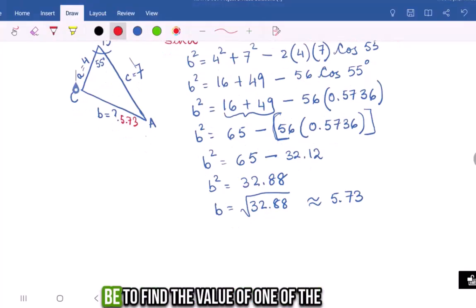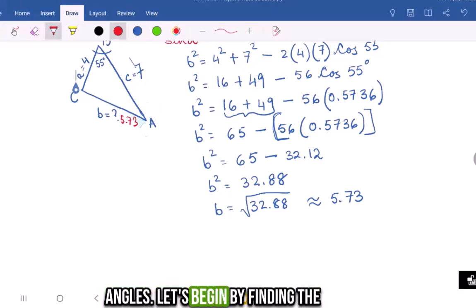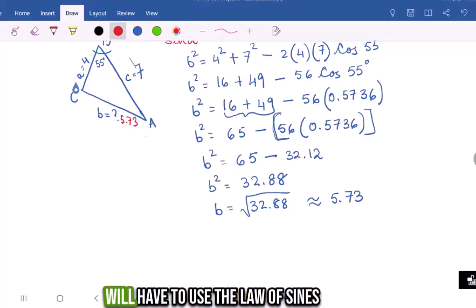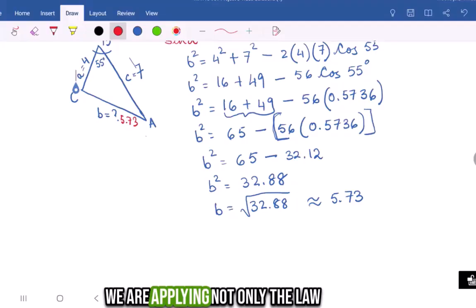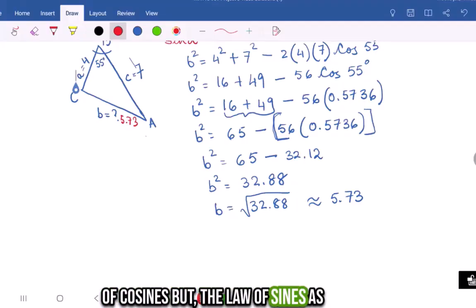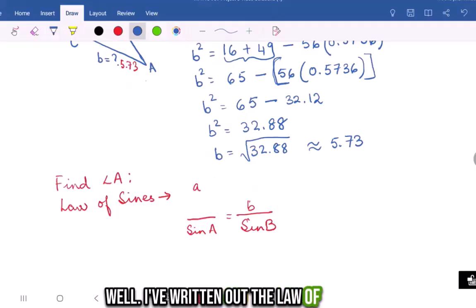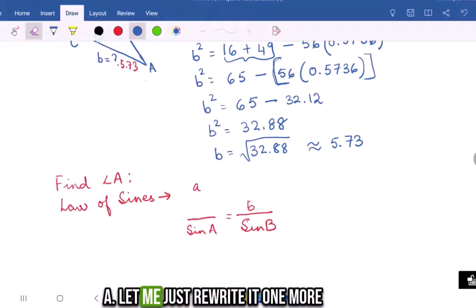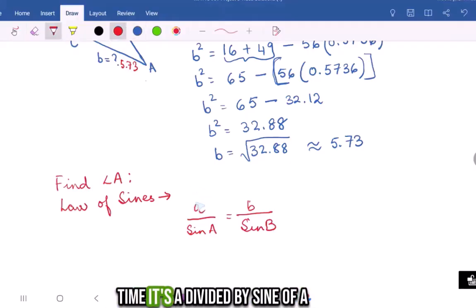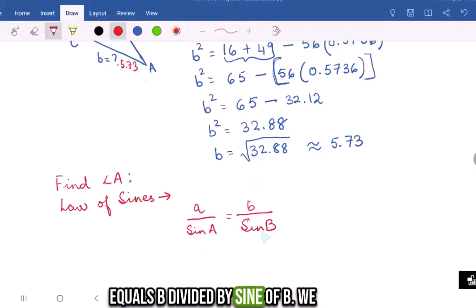The next step will be to find the value of one of the angles. Let's begin by finding the measure of angle A. For this, we will have to use the law of sines. So this is a problem where we are applying not only the law of cosines, but the law of sines as well. I've written out the law of sines here. It's A divided by sine of A equals B divided by sine of B.